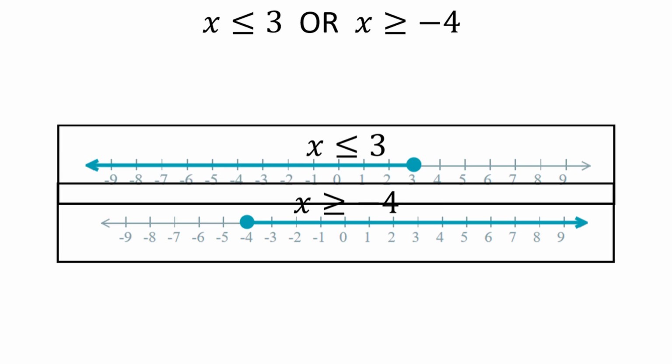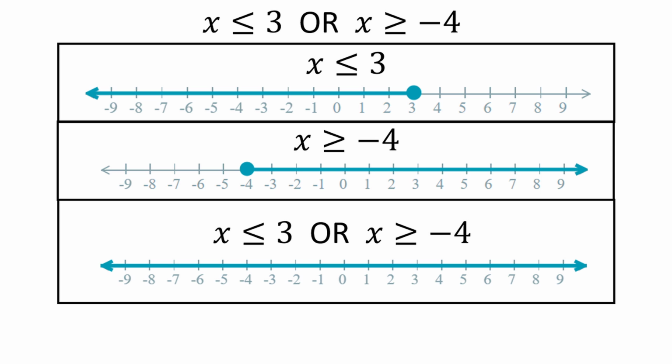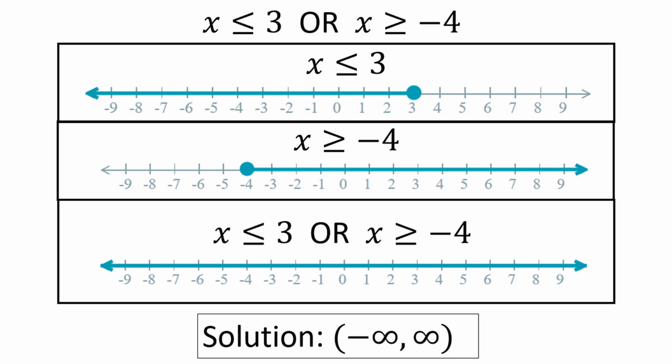There is one more case you could come across. Saving the algebra, let's say we worked out a problem and it came to x is less than or equal to 3, or x is greater than or equal to negative 4. Here's what the number line would look like for each inequality. Recall that for an OR statement, the solution is what is included in either the first or second inequality, which in this case is the entire number line. For this case, our solution is all real numbers, which we write as negative infinity to infinity in interval notation.